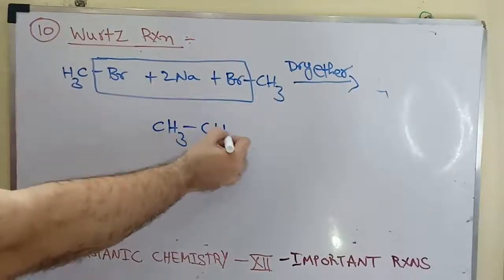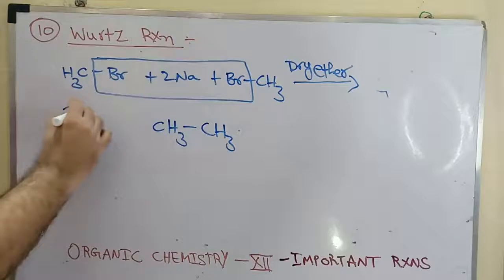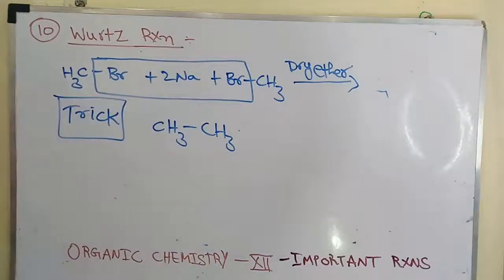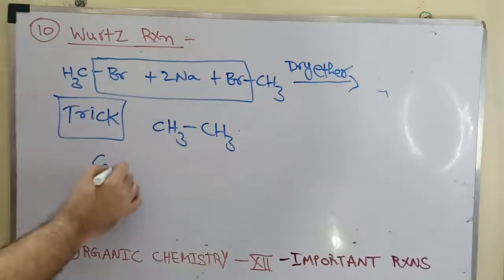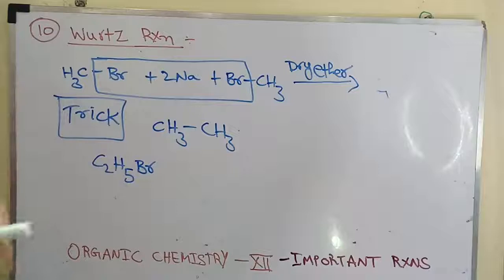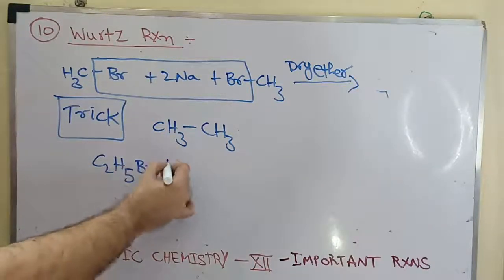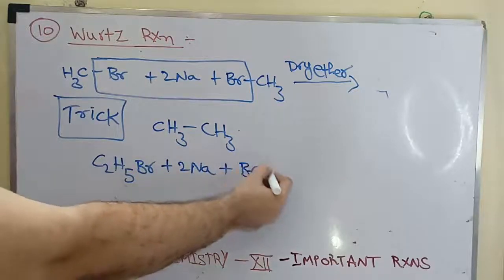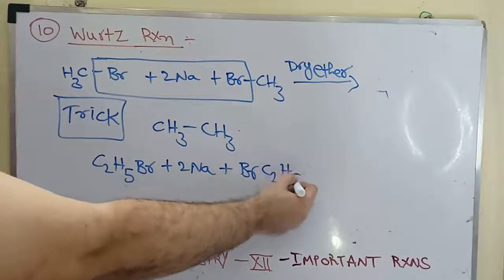So that's the hack I'm using, a trick to solve Wurtz reaction. Let us see another example, like C2H5Br. Two moles of C2H5Br should give us butane. So let's see: C2H5Br plus 2Na plus BrC2H5.